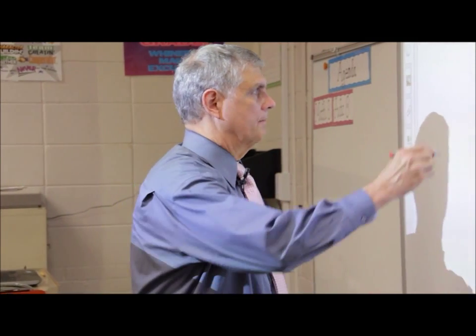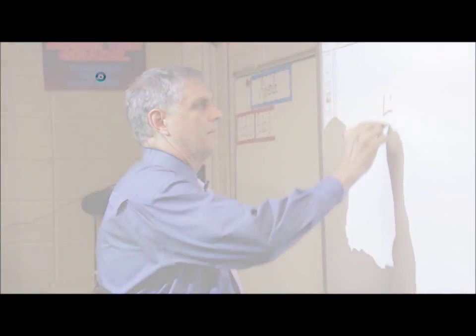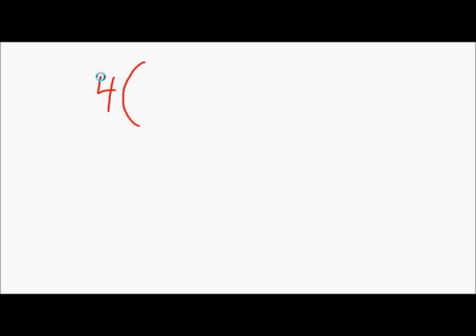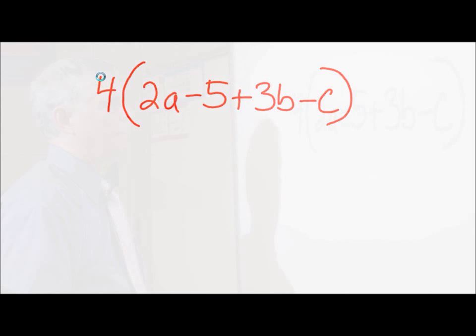Okay, let's take a look now at something called the distributive law. And let me just put a basic problem up here. We've got a 4 outside of parentheses, and inside this parentheses we've got some algebraic expression of some sort. Let's just say it's 2a minus 5 plus 3b and minus c over here, just to make it kind of interesting.